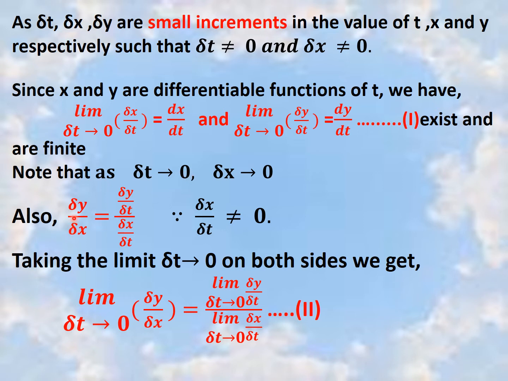So, we will define delta y by delta x as delta y by delta t divided by delta x by delta t, and the denominator not equal to 0 as both of the numerator and denominator are not equal to 0. Now take the limit delta t tends to 0 on both sides. We get limit delta t tends to 0 delta y by delta x is equal to limit delta. Right hand side also we will take the limit on both numerator and denominator.